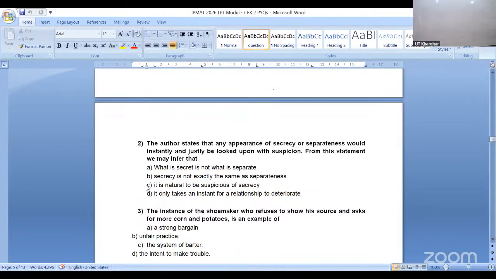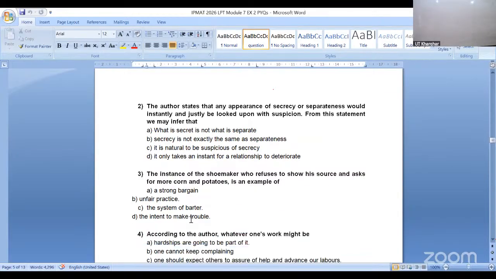Anashri? Question number 2? Yes, ma'am. Question number 2, option D. It only takes an instant for a relationship to deteriorate. Yes, ma'am, D option only. B option, sure about it? Yes, it is D because it talks about any appearance of secrecy or separateness would instantly and justly be looked upon with suspicion. And then it goes on to say that there is selfishness on the part of the person. So it just goes on to a negative relationship.